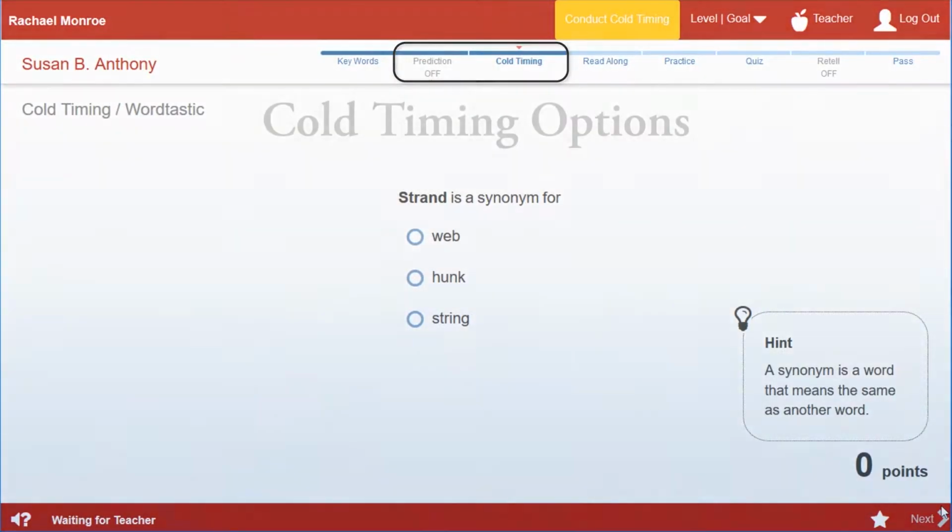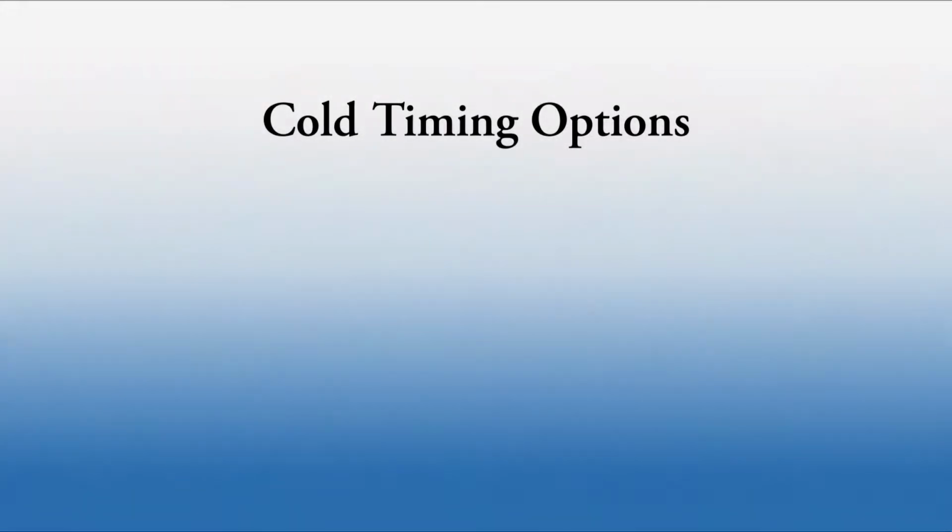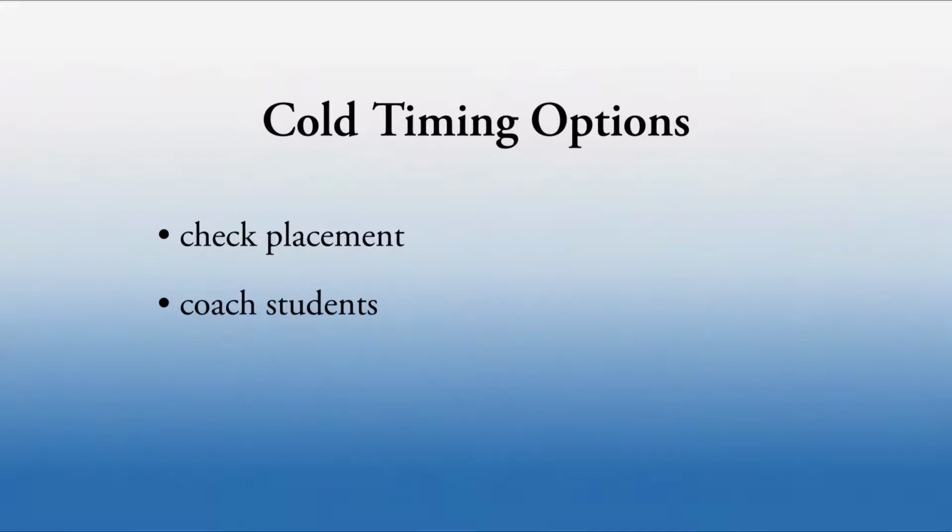Another customization you can make is to specify whether a teacher must conduct cold timings. By default, a teacher is required for the cold timing. During this step, teachers check to see if each student's placement is appropriate, especially in the first few stories. Teachers also coach students to accurately identify their errors. Many teachers prefer to be present for the cold timing, but once a student can identify errors with reasonable accuracy, the student can do this step independently without waiting for the teacher.